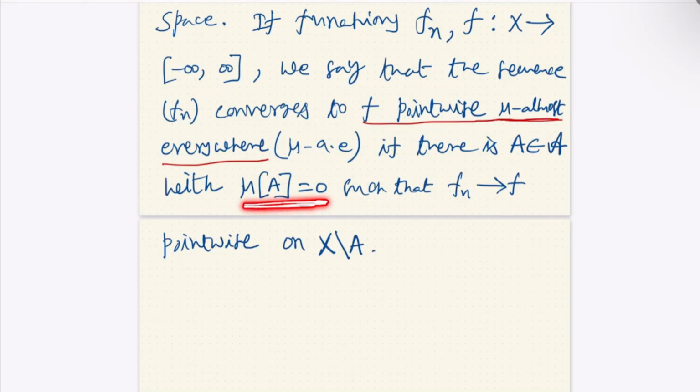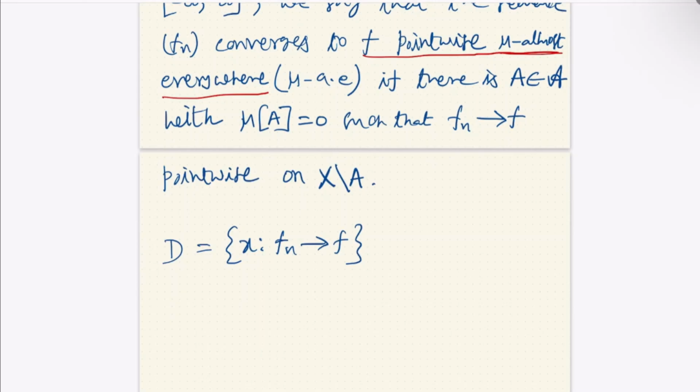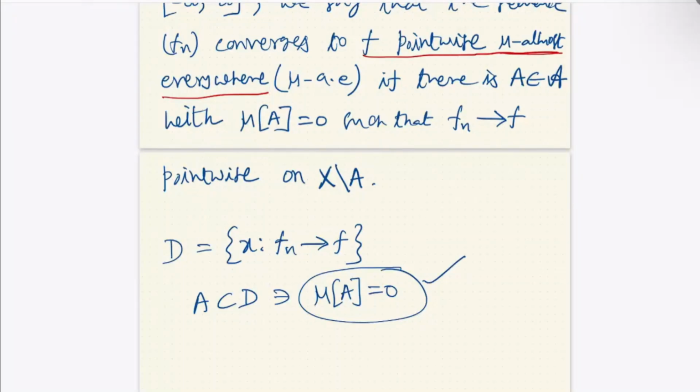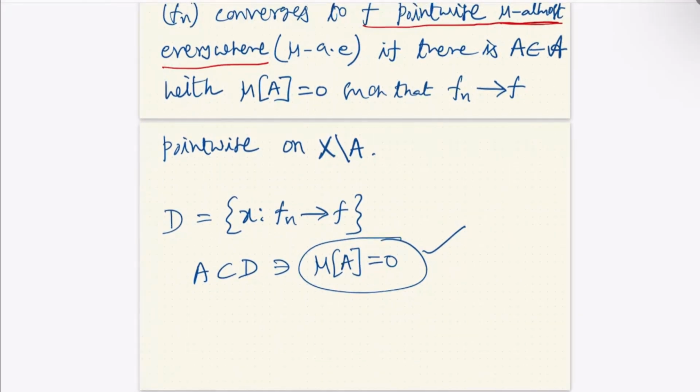We require this whenever you have the landing place of the functions, wherever the domain is defined. The set of x's where Fn converges to F, so this is some set. Let's say this one is your P, or a D. So if there exists a set A, a subset of D, such that the measure of A is zero, do you understand where we are touching now? So if there is a subset of D where the measure is 0, then what could be the scenario here?